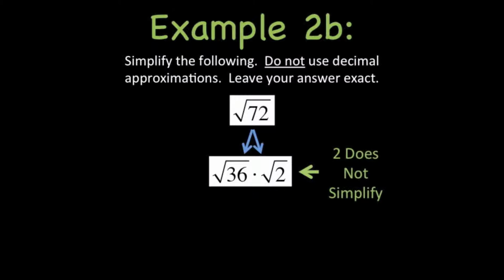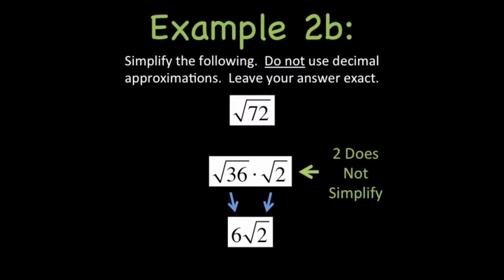This is the indicator that we have found the largest perfect square that goes into 72 when we use 36, because the 2 will not break down any further like the 8 would before. So, rewrite the square root of 72 as the square root of 36 multiplied by the square root of 2. The square root of 36 is 6, and the 2 remains underneath the radical as it can't be broken down any further.